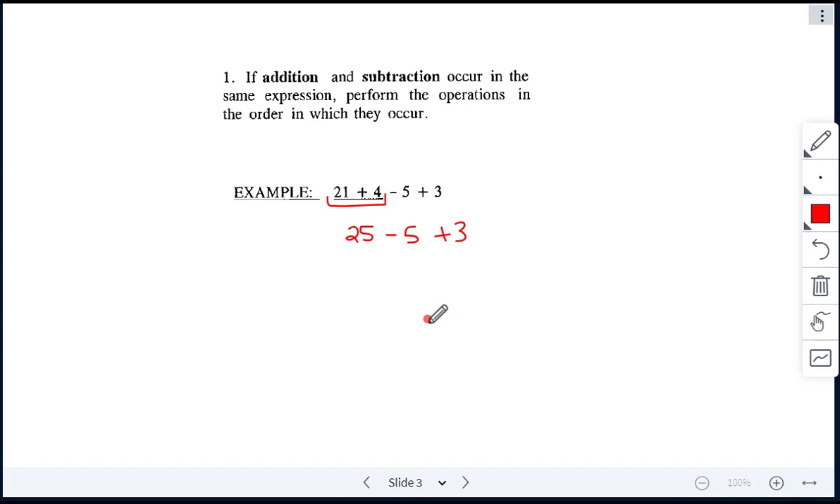And notice how I'm doing it in steps. So this is how you would show your steps when doing these kind of calculations. Next, I would do 25 minus 5. All right, just like the rules before said, going from left to right, but addition and subtraction can be interchanged. So now 25 minus 5, I get 20, and then plus 3, which gives me my answer of 23.